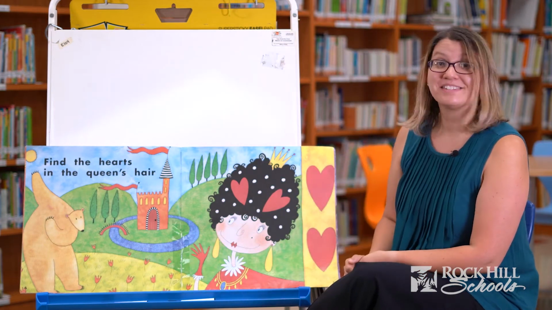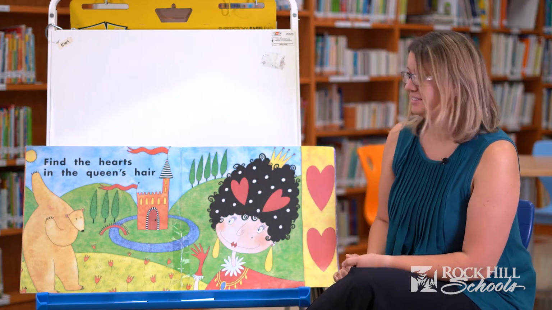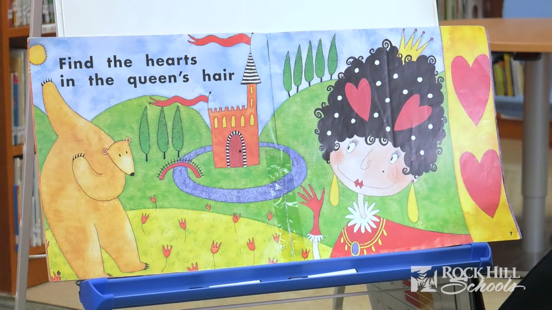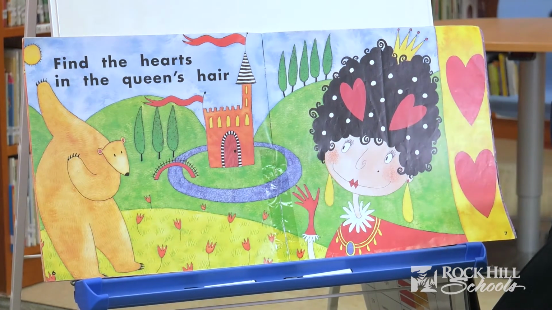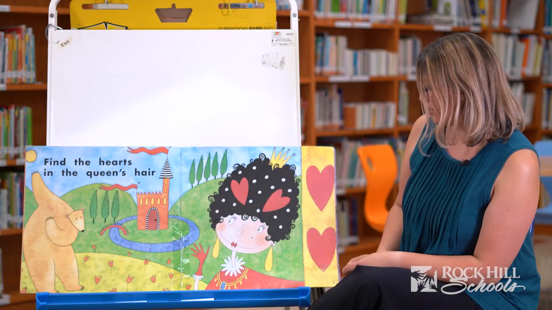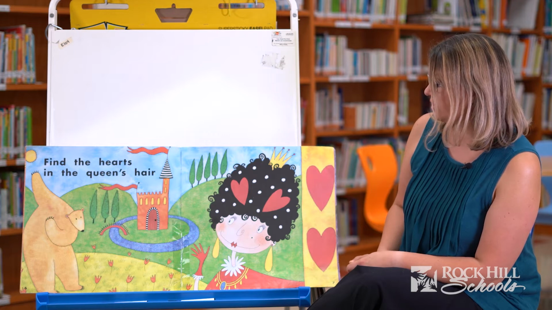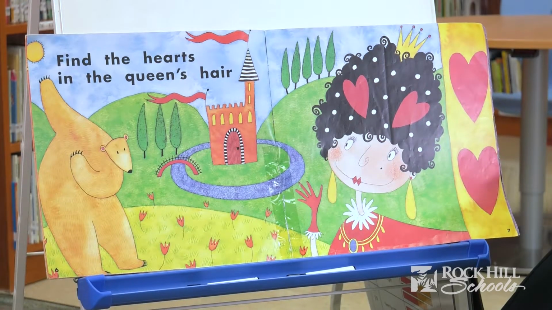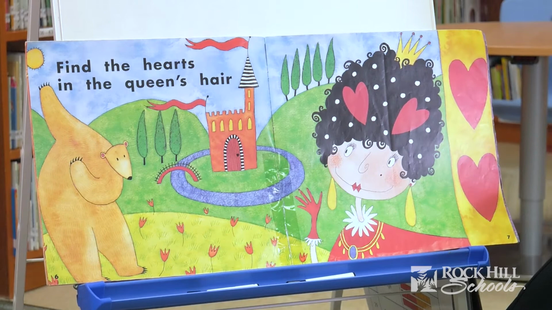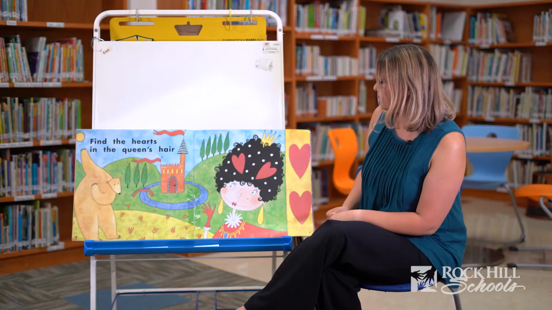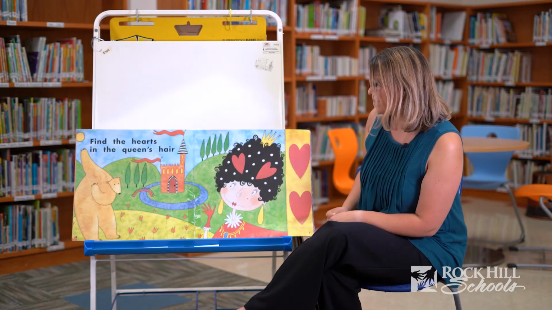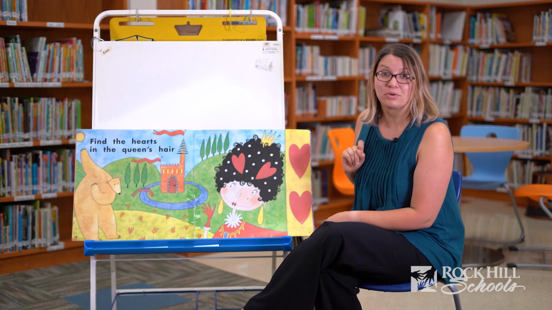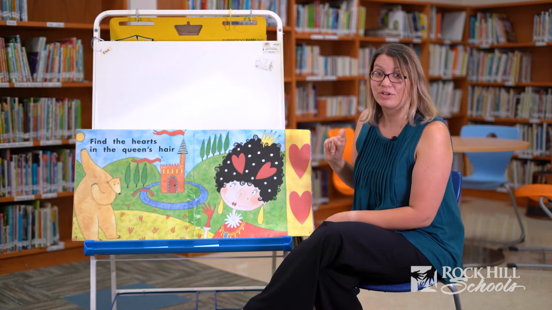Find the hearts in the queen's hair. Oh, let's see, hearts in her hair. There they are. All right, where else do we see hearts on this page? Are there any other hearts? Yeah, right here, some hearts. I see those. I also see some other shapes that maybe you thought would be in this book. Let's keep going and see if there's any other shapes.